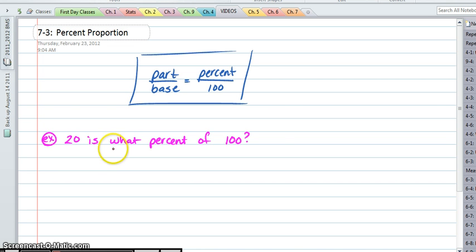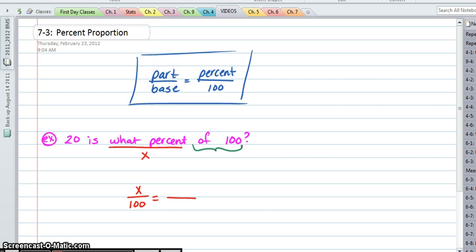First of all, what are we trying to find? Well, it says what percent. So I'm going to use the variable x to represent that amount. x over 100, what percent? That's what I don't know. It doesn't matter if you write x over 100 equals and then the other ratio or vice versa. Now let me figure out my other numbers. 20 is what percent of 100?